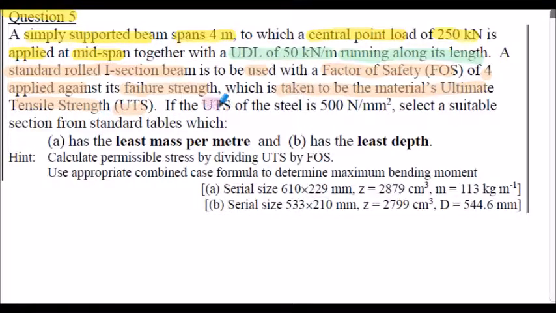If the UTS of the structural steel is 500 newtons per millimeter squared, we've got to select a suitable section from the standard tables having A, least mass per meter, and B, least depth. If you think you can undertake this question without further assistance, I would encourage you to do so. There is a hint shown in the question related to calculating the permissible stress given the UTS and the factor of safety. And as always, the answers are shown in the square brackets here. We'll show the full solution on the following slide for reference.